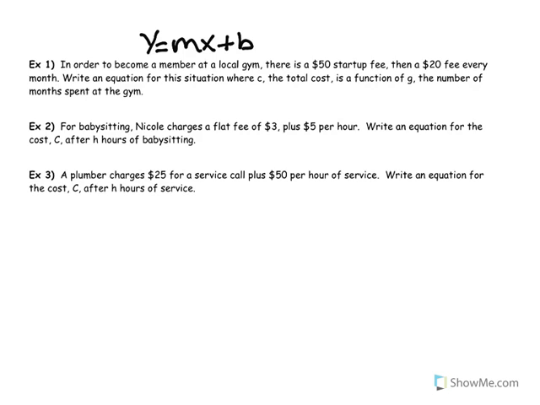We know that there is a $50 startup fee, so we know that $50 will be our B. Then a $20 fee every month. That is going to be our M, our slope or our unit rate. Now let's write our equation. They told us to write the equation for this situation where C is the total cost. Remember, in y equals mx plus b, y is your total cost. So in this case, we're going to put C equals m is your rate. So we have $20 times x.